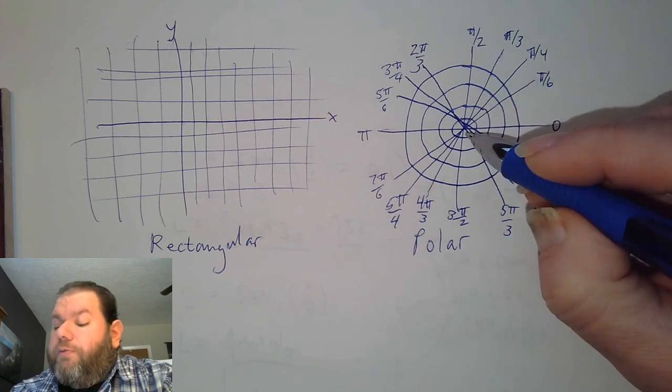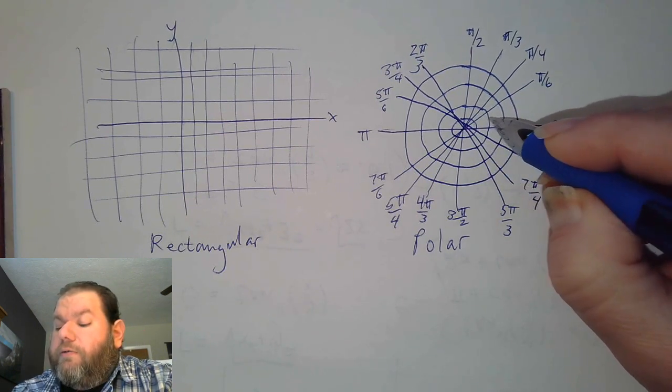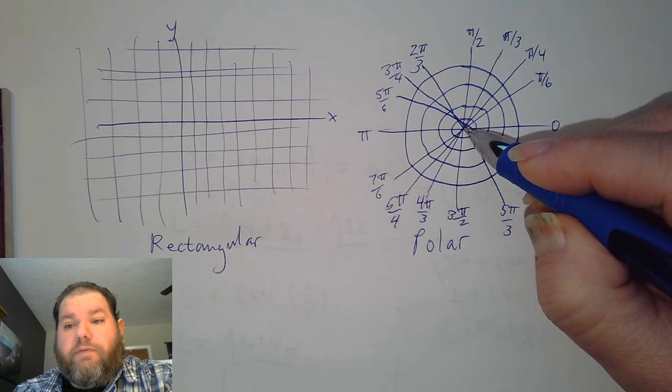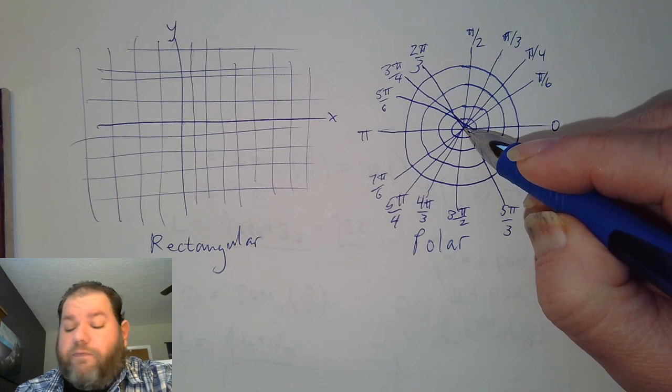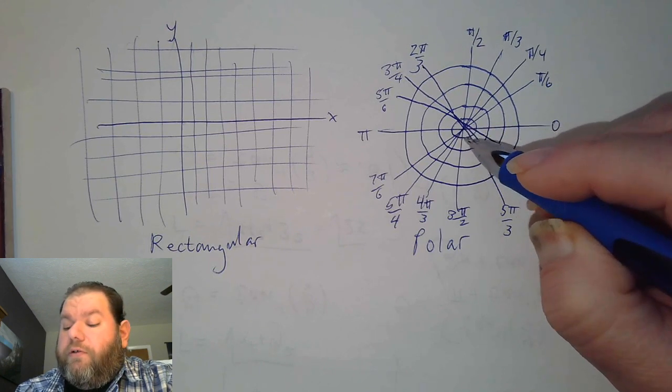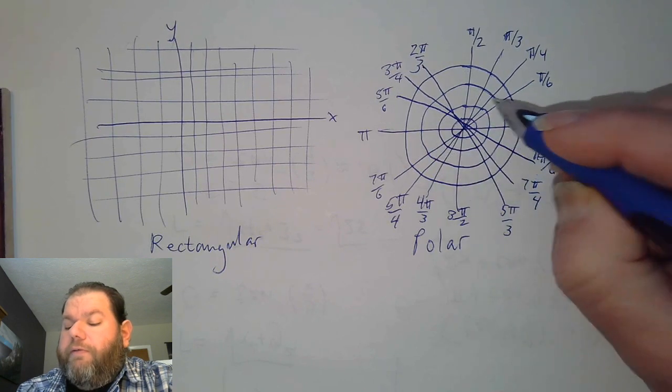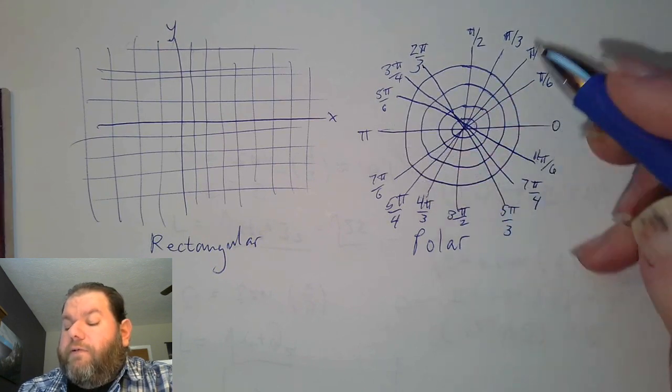And what we would do is we'd count out from the circle 1, 2, 3, 4. So each of these, at the center, of course, is a distance of 0 from the origin. This first circle is a distance of 1, distance of 2, distance of 3, and distance of 4.